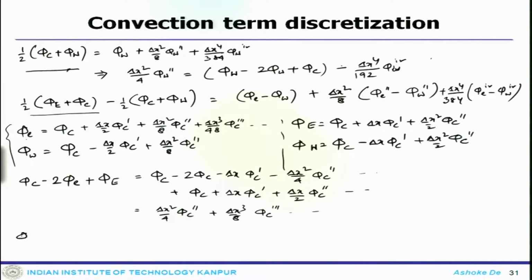Similarly, one can write phi w minus 2 phi small w plus phi c, which will get you del x square by 4 phi c double prime minus del x cube by 8 phi c triple prime and so on.